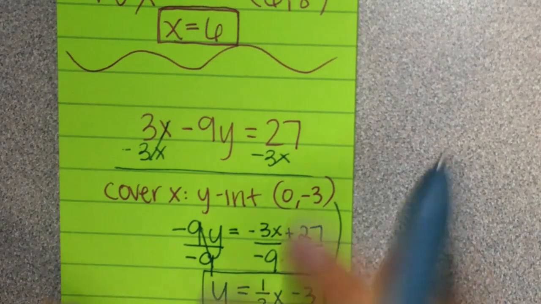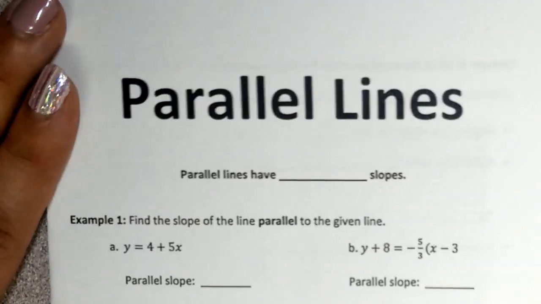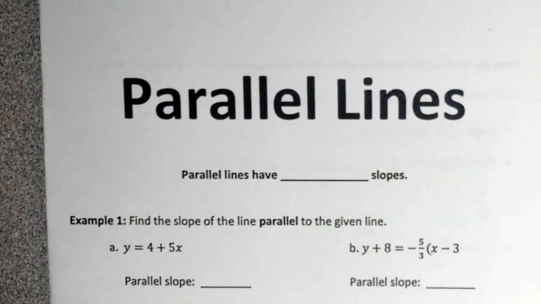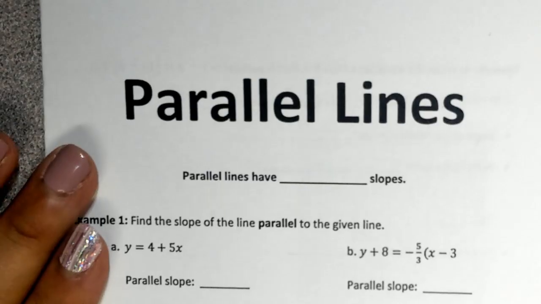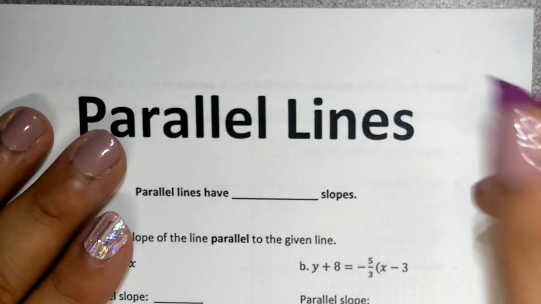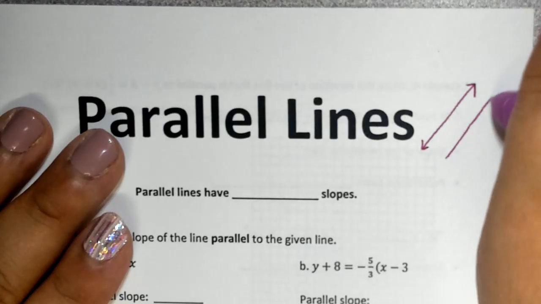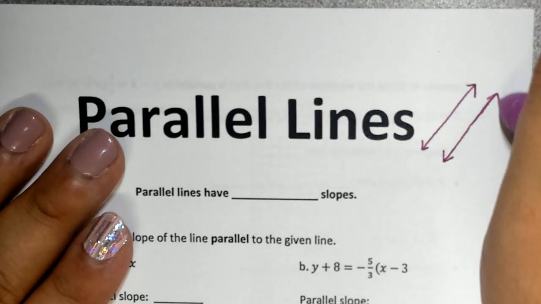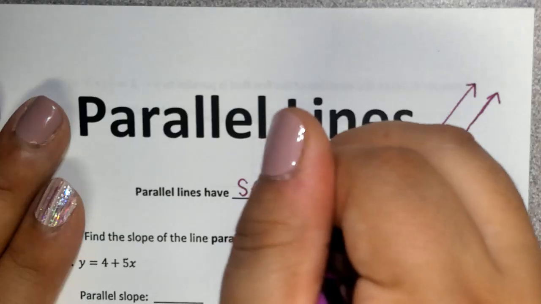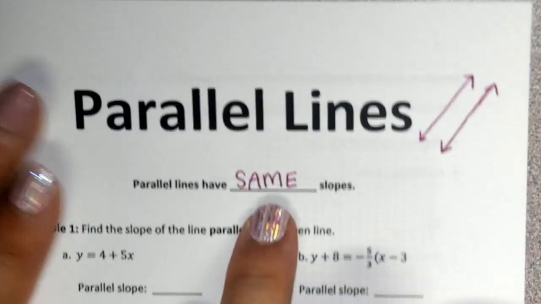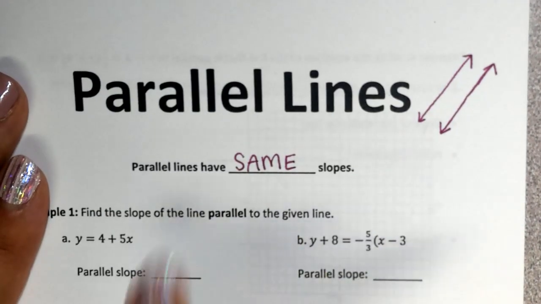Okay? All right. So now what I would like you to do is please go to your notes and fold them like a book. I already did that. We're going to talk about parallel lines. What do we know about parallel lines? What are parallel lines? Two lines that never touch. And they have the same slope but different y-intercepts. Please draw that picture and fill in that blank.